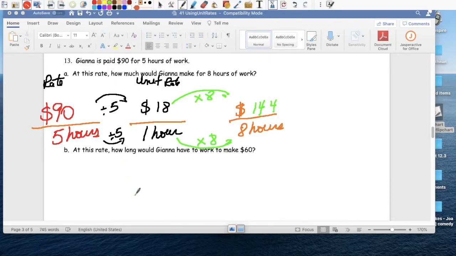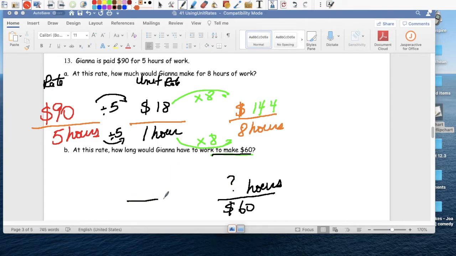Okay. Now the bottom one, how many hours? She wants to make $60. So at this rate, how long will it take to work to make $60? So she wants to get $60. How many hours does she have to work? So again, the question is different here, right? So the question is to make $60. So up here, I'm going to put $60. How many hours?